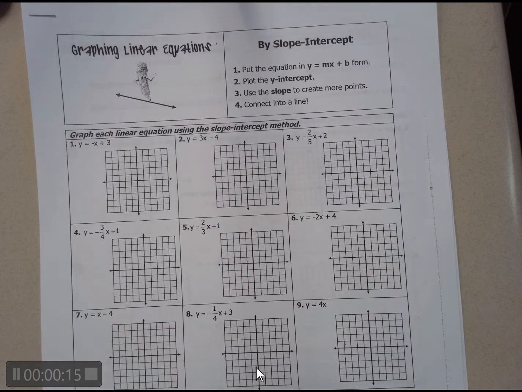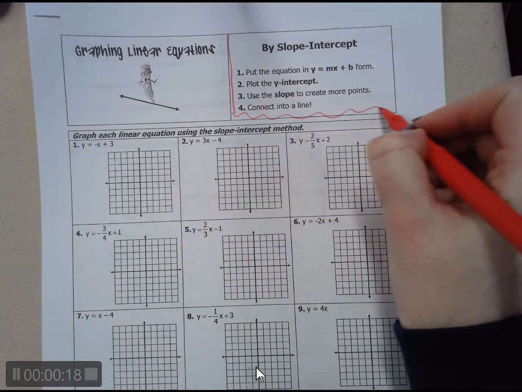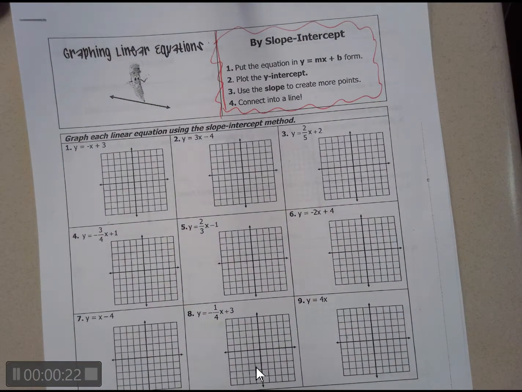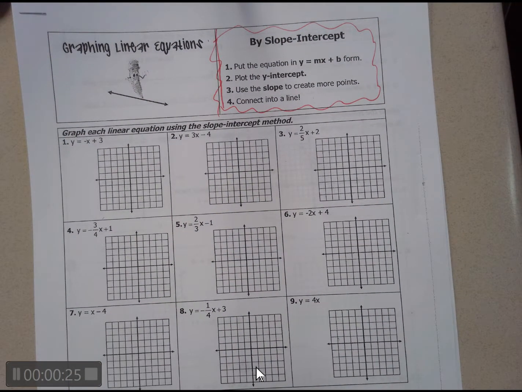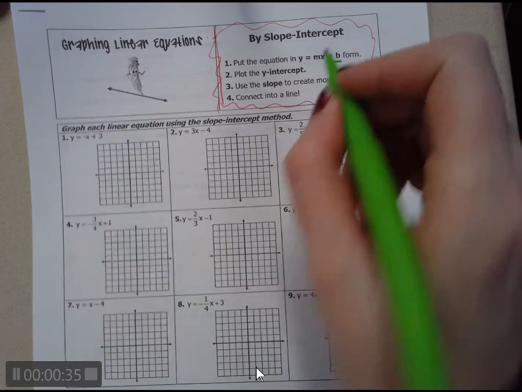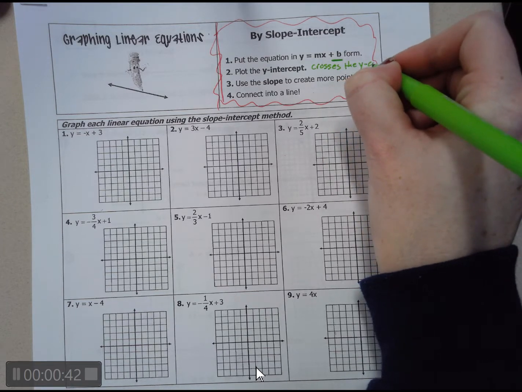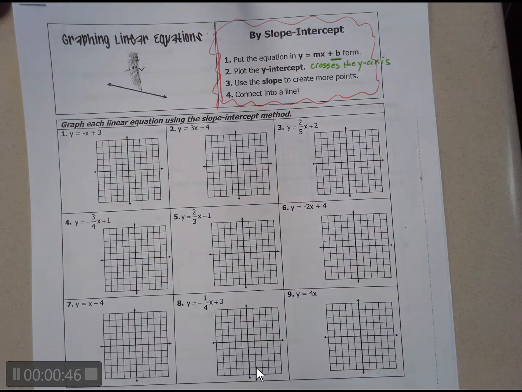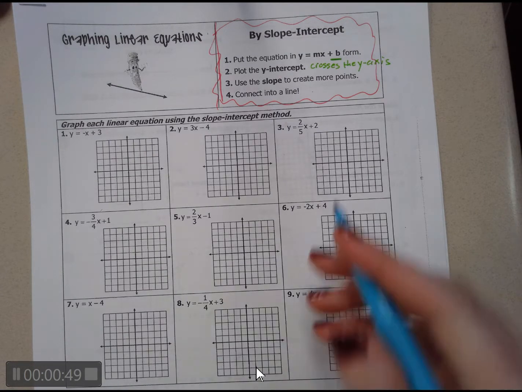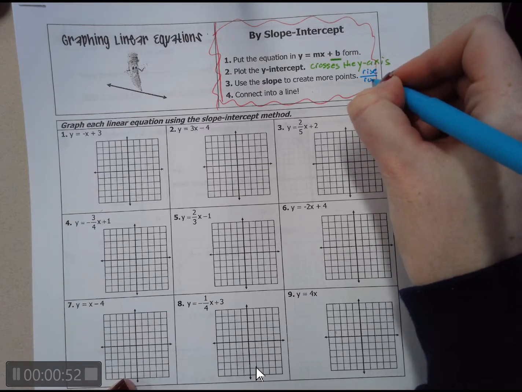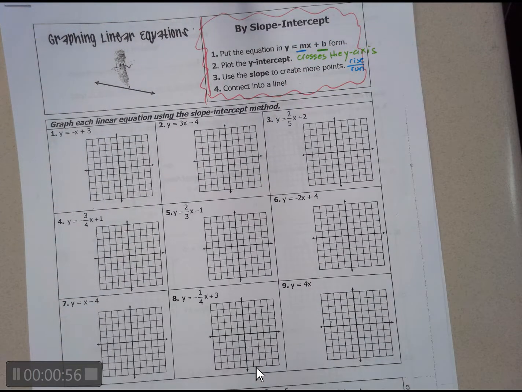Okay, so in our little box over here, it says to put the equation in y equals mx plus b form, which we did yesterday when it was given to us in standard form. And then we are going to plot the y-intercept. Remember, our y-intercept is our b, and that tells us where it crosses the y-axis. Okay? Alright, and then we're going to use our slope to create more points. And remember, that was our rise over our run, and that's also our m. Okay? Alright, and then we are going to connect into a line. So we're going to need a ruler for that.